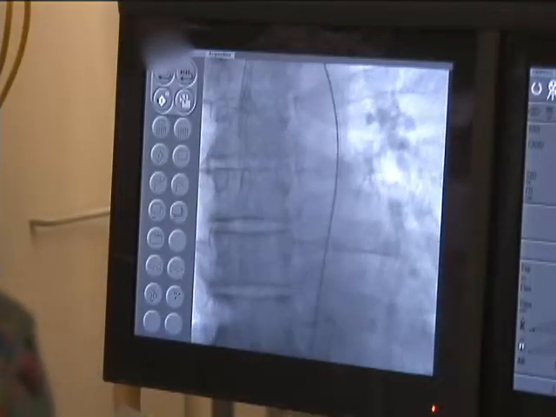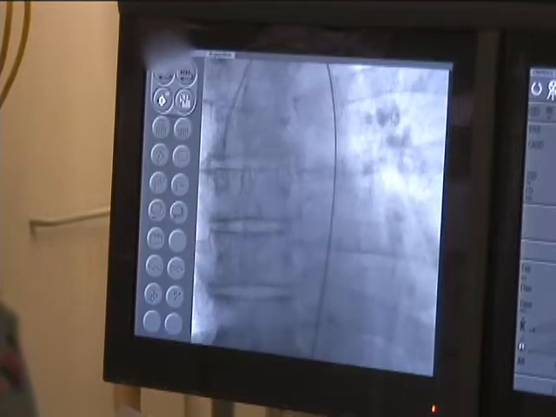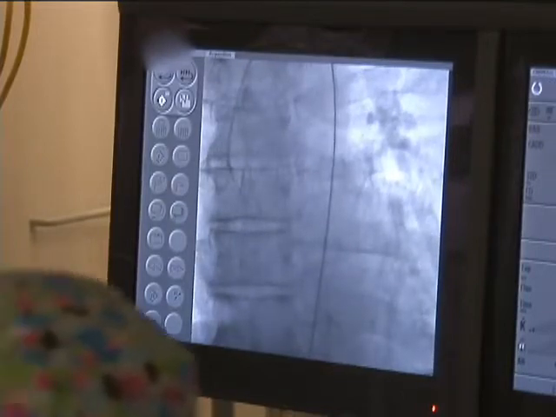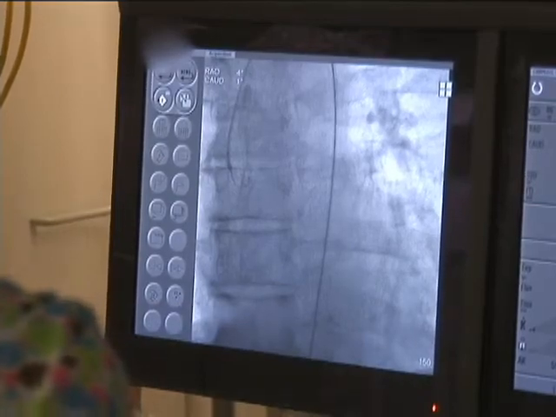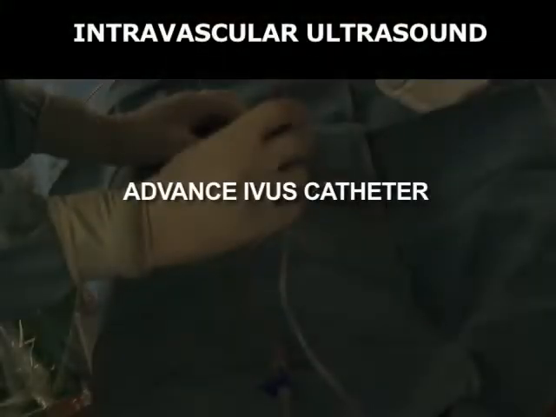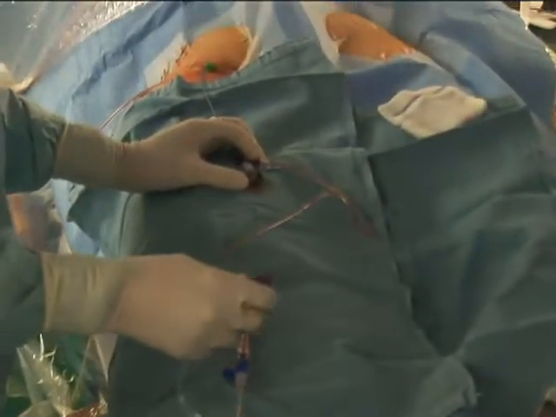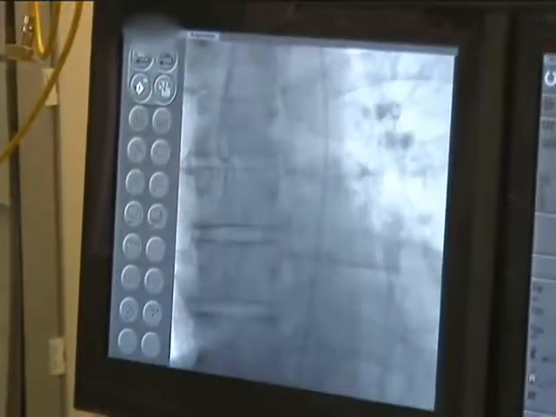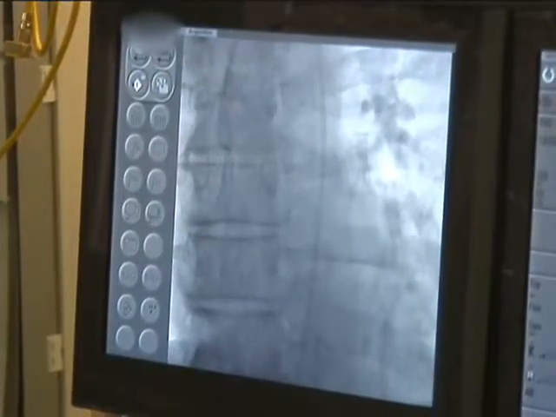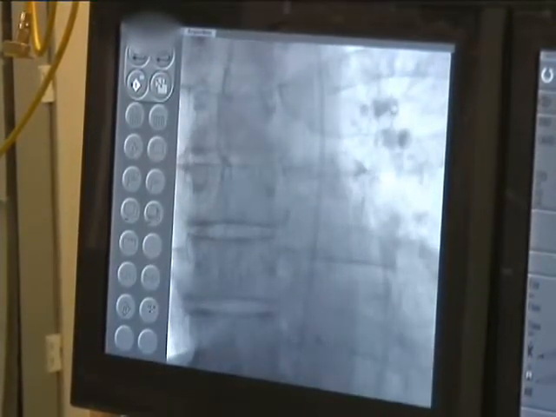A standard 0.014-inch coronary guide wire is advanced through the guide catheter so that the tip is positioned in the distal segment of the vessel of interest. The IVUS catheter is advanced over the guide wire through the guide catheter and into the left main coronary artery and is advanced beyond the lesion of interest.